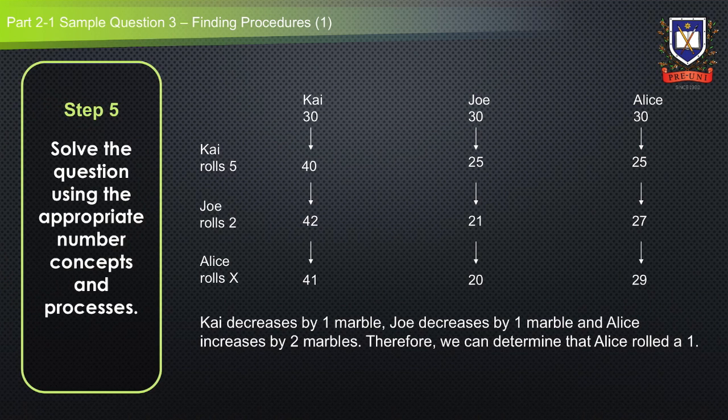Remember that when it's an odd roll, the player gets the marbles, and if it's an even roll, the player has to give marbles. So knowing that Alice has increased and everybody else has decreased tells us that Alice rolled an odd number, and therefore we definitely know that Alice rolled a 1.